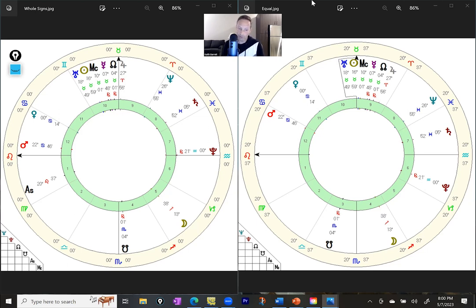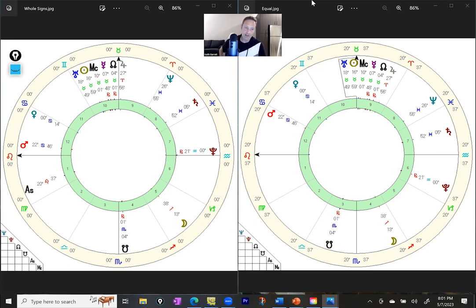You'll also notice in this whole signs now that it's taking a zodiac sign per house, it's moved some of these symbols. So the Porphyry and the Placidus house system, the sign of Mercury, the North Node, and Jupiter were all in the 9th house at the top of the chart. In whole signs, that North Node and Mercury have moved into the 10th house. And so now you have the North Node of the moon, Mercury, the MC, the sun, and Uranus all in the 10th house. And so things are shifting, right?